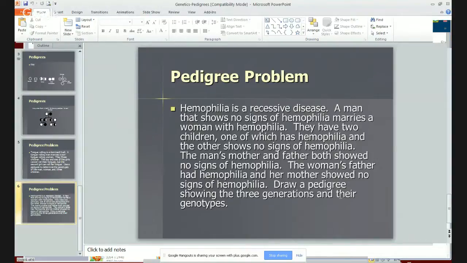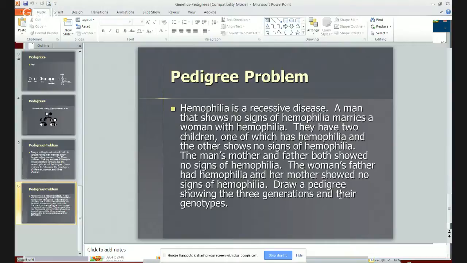Okay, they have two kids. Let's make them boys. Okay, I probably should have written that. Sorry. So one of them has hemophilia. So we know that he has two little h's. The other one shows no signs of hemophilia. So we know he has at least one big H. But because mom definitely has hemophilia, we know he's a carrier.